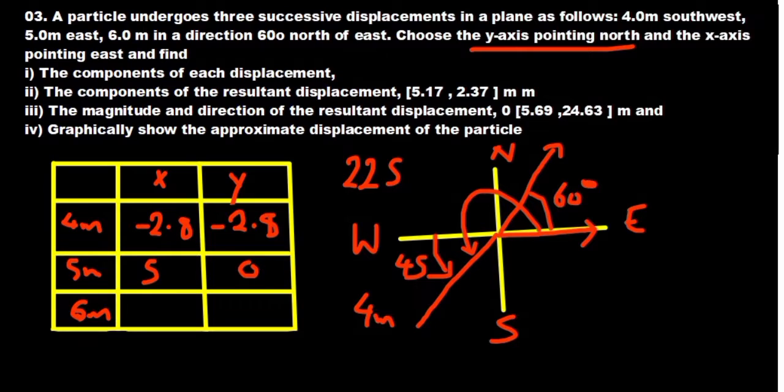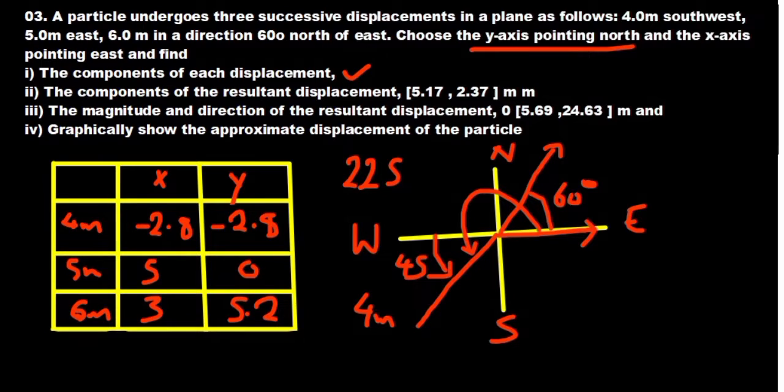So we have 6 meters. It's going to be 6 cosine 60 for the x, and for the y, it's going to be 6 sine 60, which is 5.2. Okay, so we've already answered the first question, which says find the components of each displacement. So we found the components of each displacement.